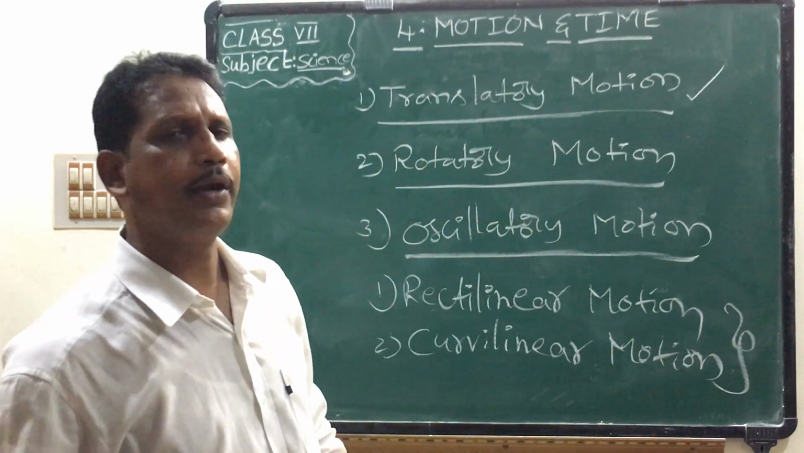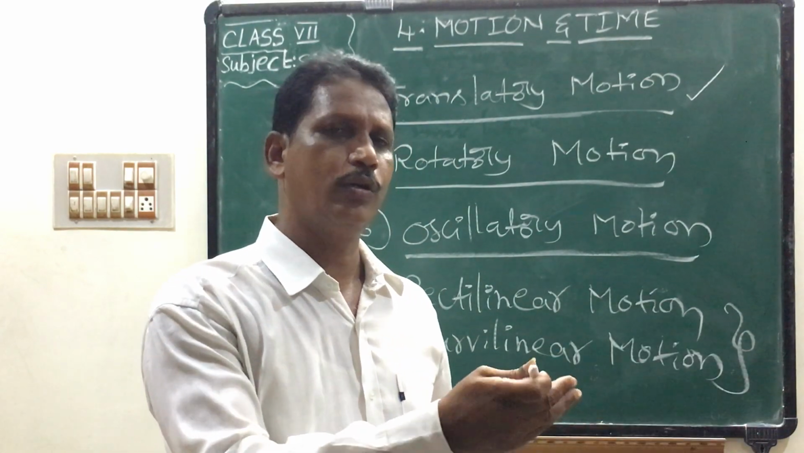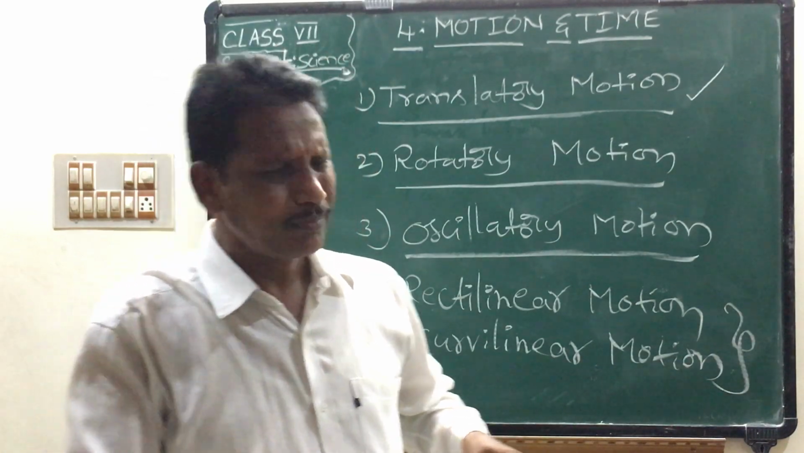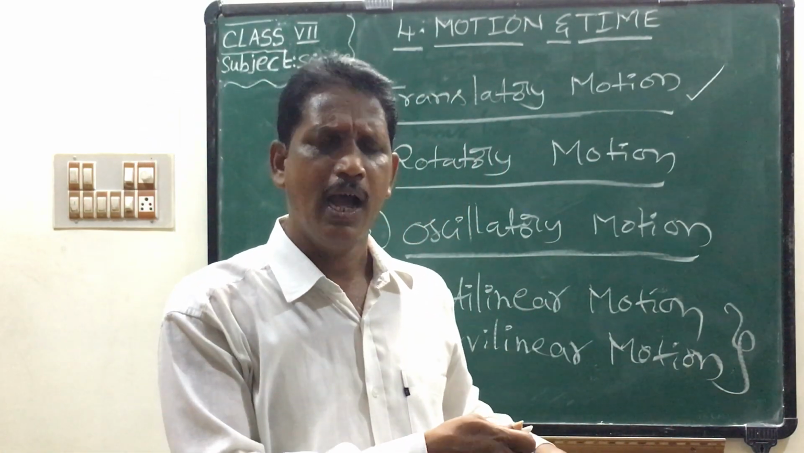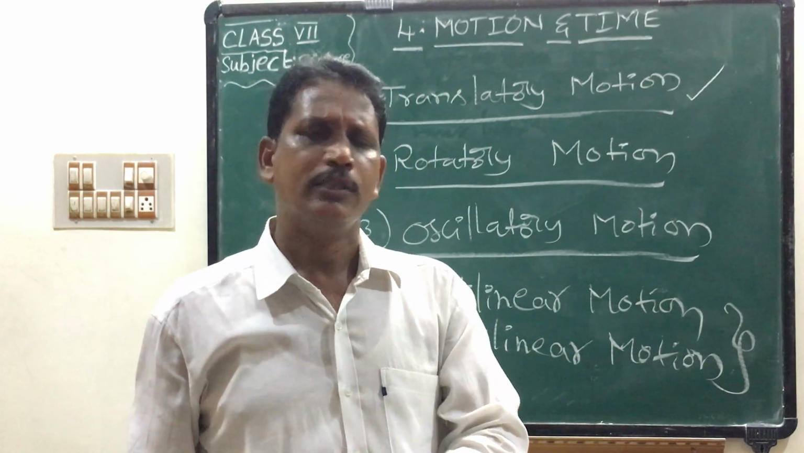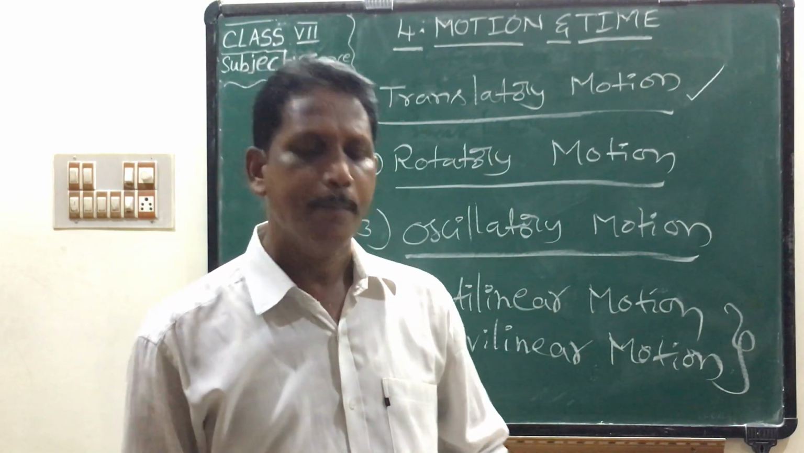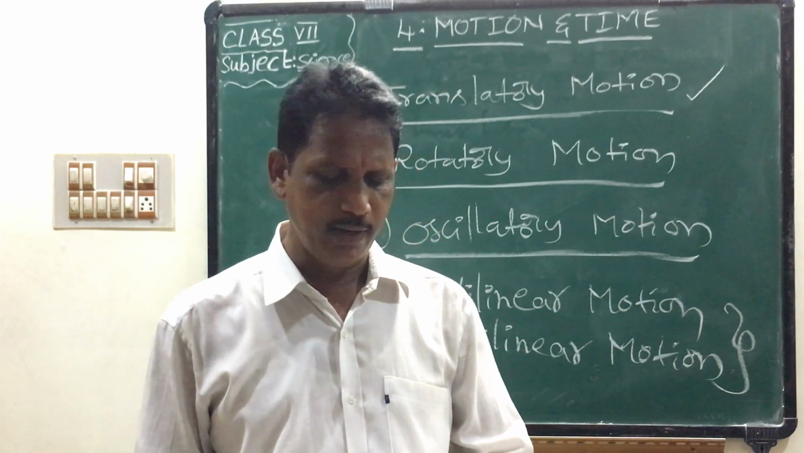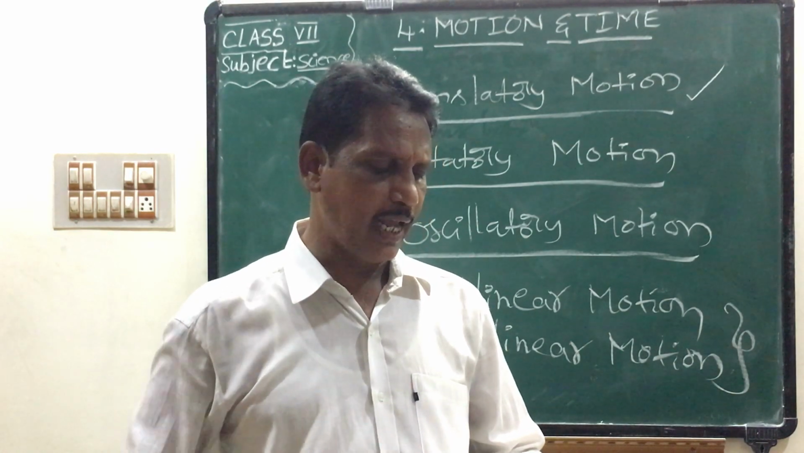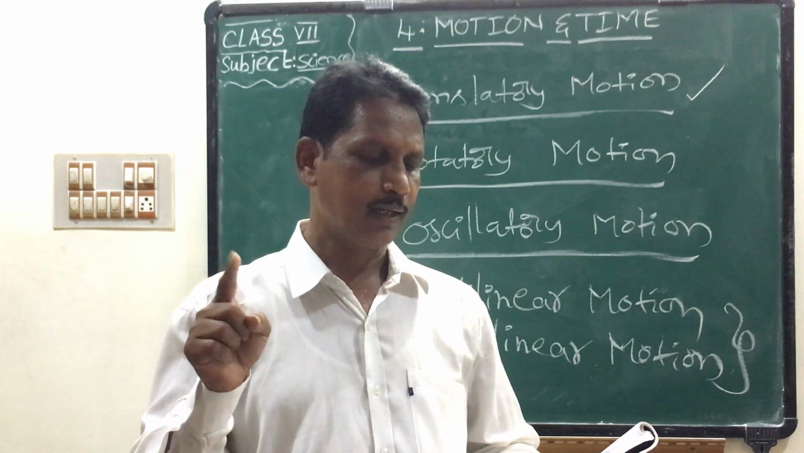If the body moves in translatory motion in a straight line, then the motion of the body is called rectilinear motion. If the body moves in translatory motion on a curved path, then the motion of that body is called curvilinear motion. Okay, to mark: seconds hand of a watch, curvilinear motion.